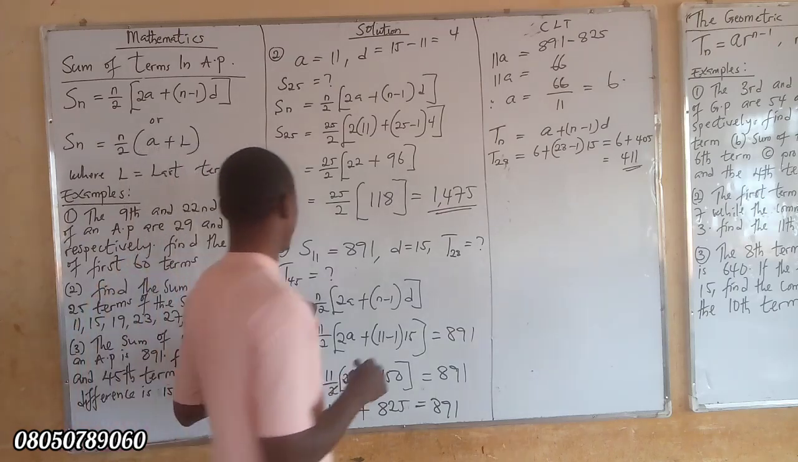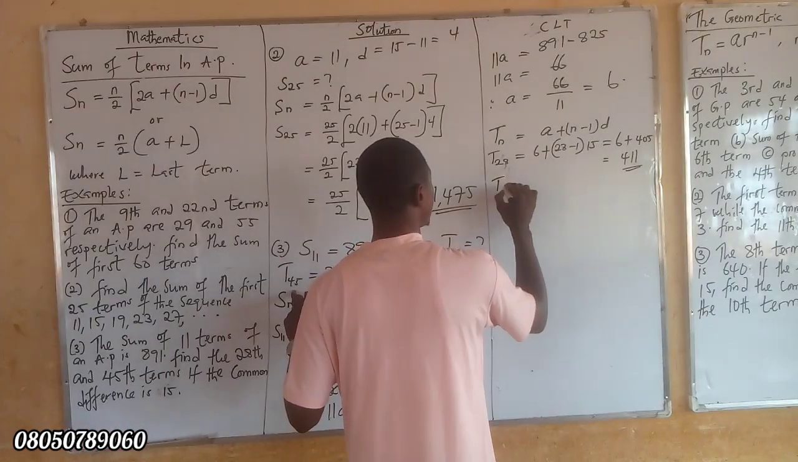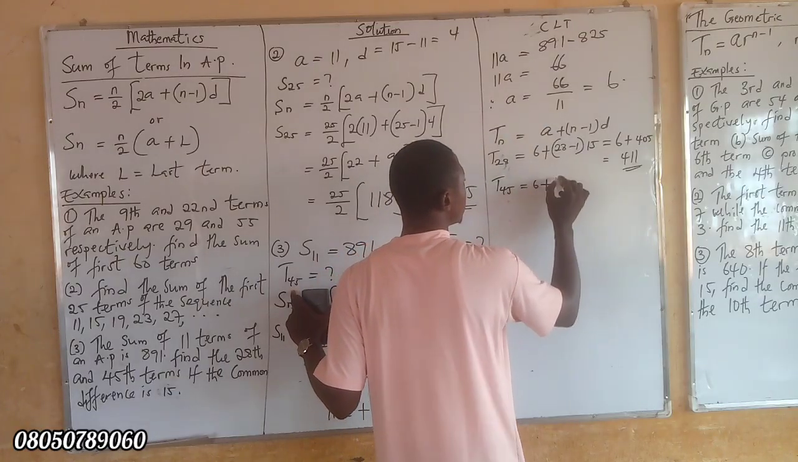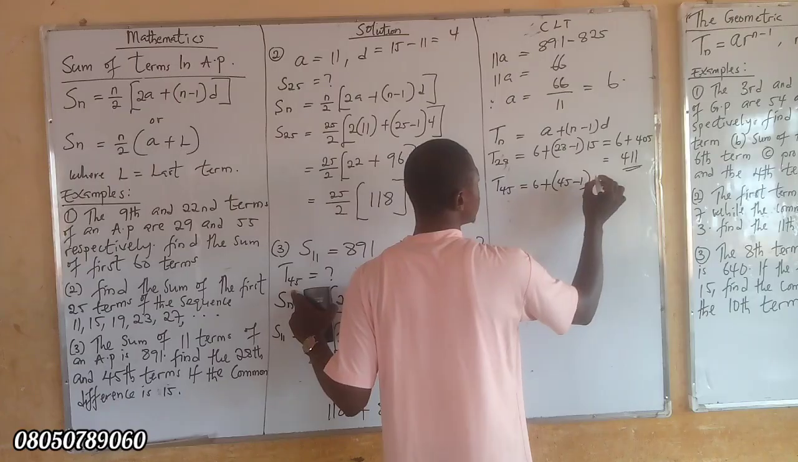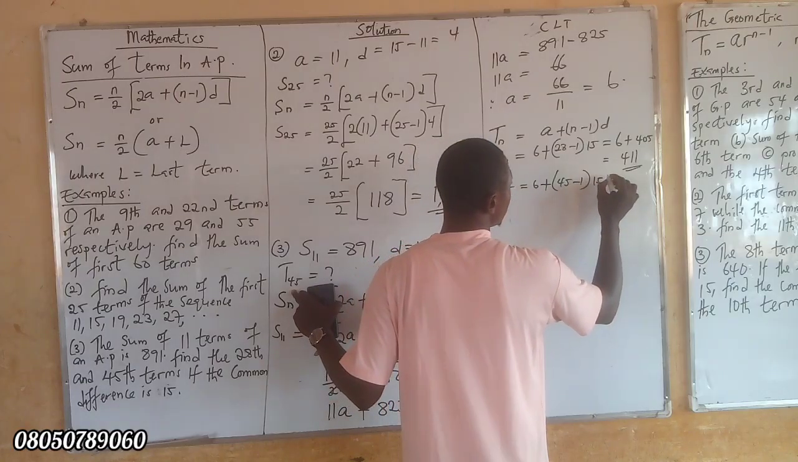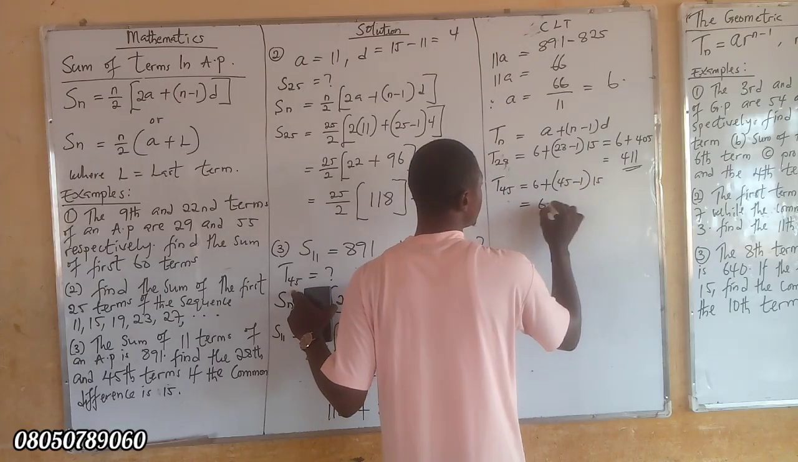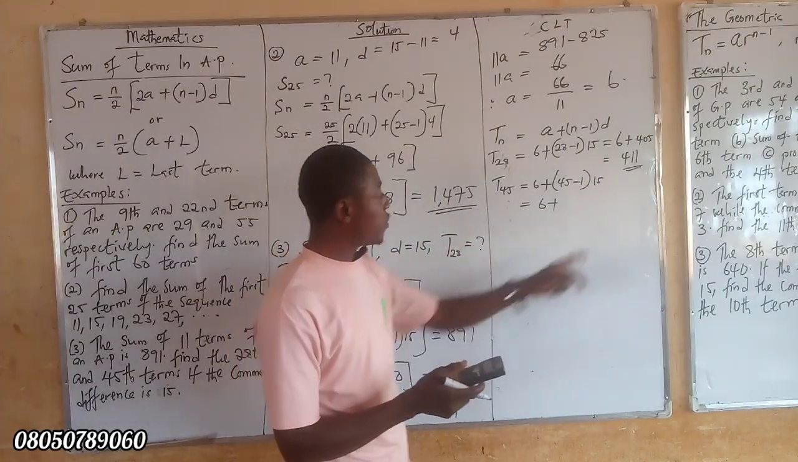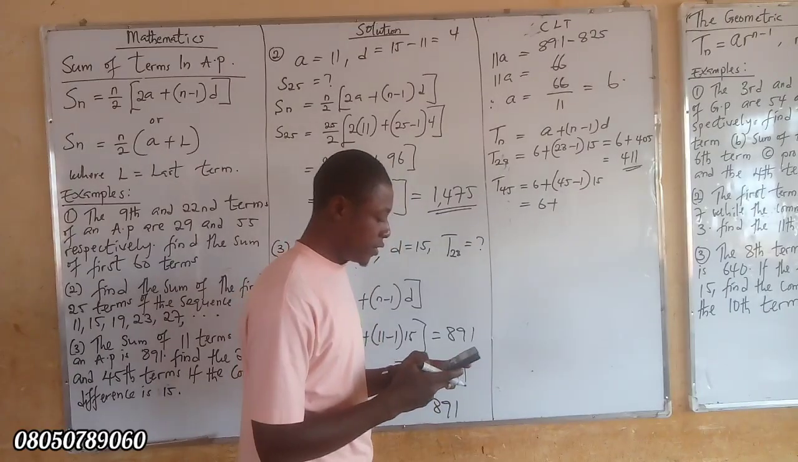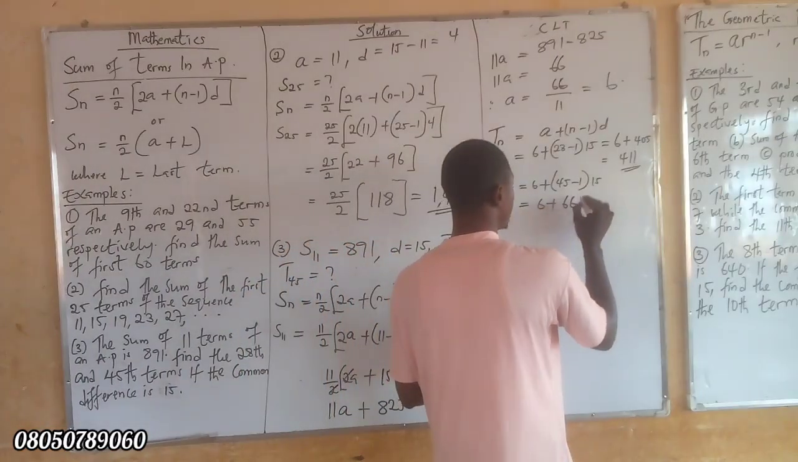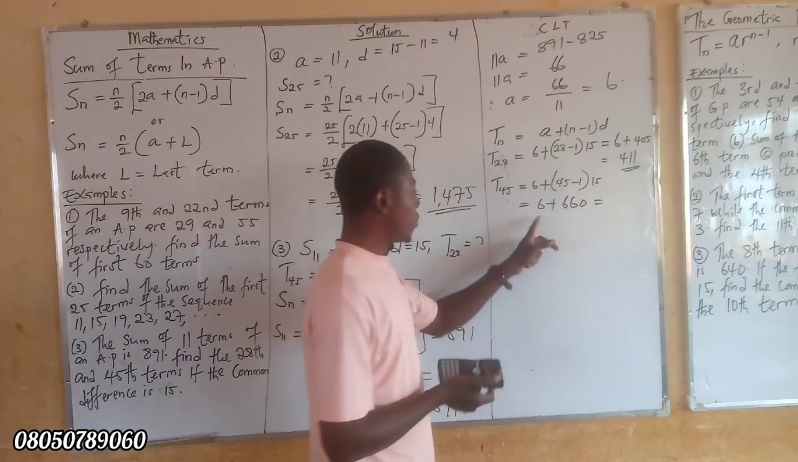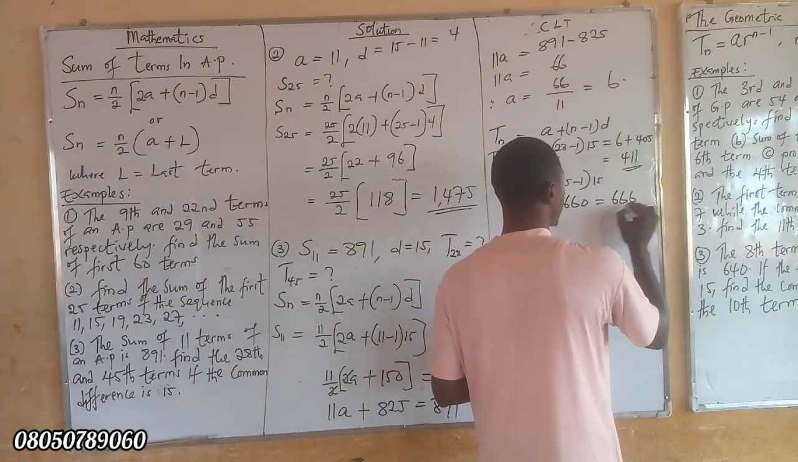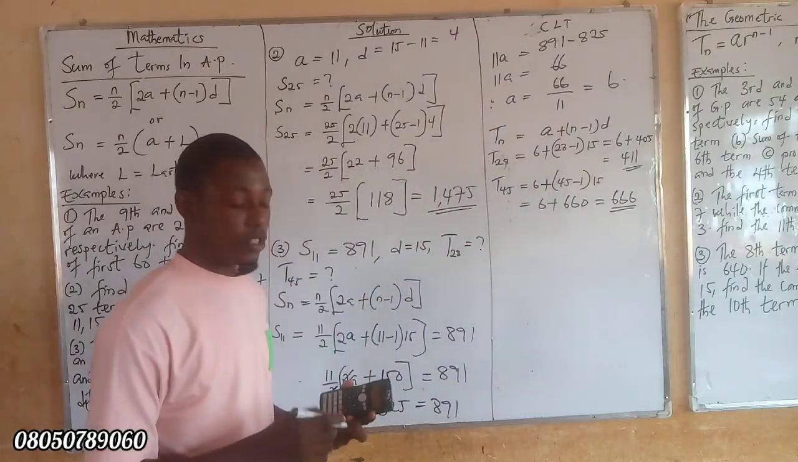Now the next one is T of 45. T of 45, the first term is what? Is 6. Then plus 45 minus 1, close your bracket. The D is still 15, so we have it out there. So this is going to be 6 plus 45 minus 1, which is 44. Then 44 times 15, 44 times 15 is 660. And then 660 plus this 6, if you add 6 to it, it's going to be 666. So we are done with this question.